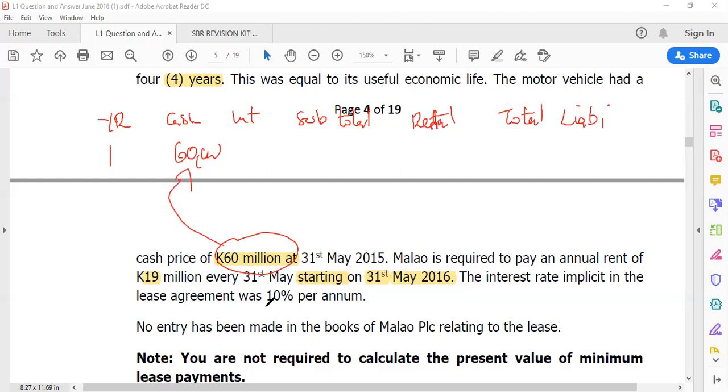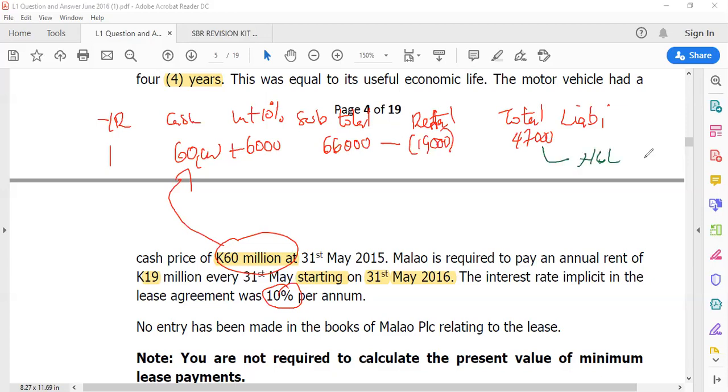Boom. What is the interest implicit? We've been told interest is 10%. Okay, what is 10% of 60? It is 6,000. You do it there. So you add this guy plus that guy, because he's paying at the end of the year when he has accrued interest already, meaning you add to subtotal 66,000. When he pays rent of 19,000, you remove it from the subtotal liability. So the liability has now reduced to what? To 47,000.